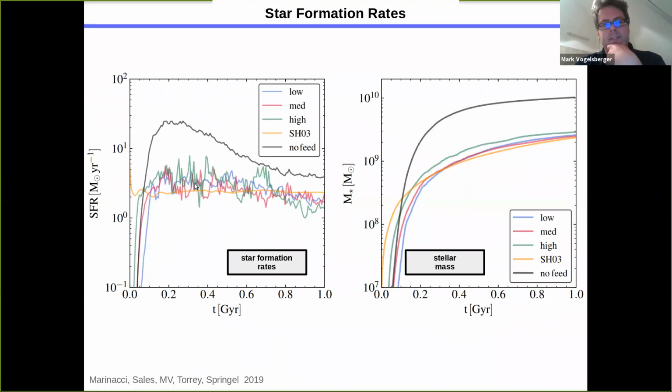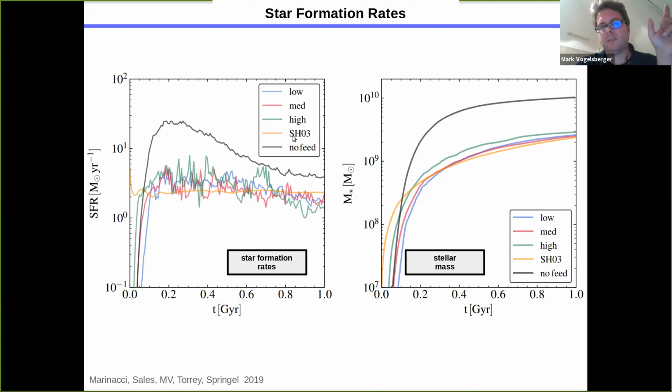And then the colored lines are interesting because the orange line, called here SH03, is the old effective model. You can see this is not bursty at all. It's just a very smooth star formation rate because of the smoothness of the ISM that is intrinsic to that model. The blue, red, and green lines are different numerical resolutions of the new model. And now you see two things. The first is that this is much more bursty, but nevertheless, if you average that, it's more or less at the same level as the old model.